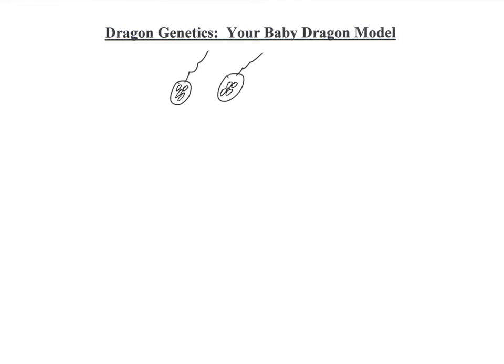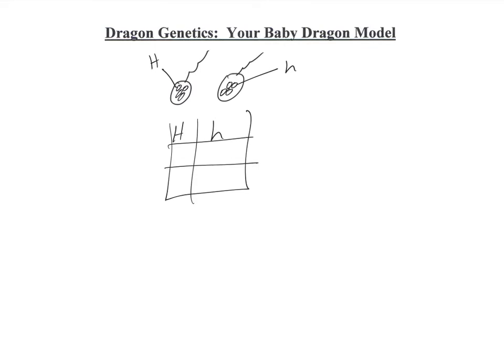So if Dad, this sperm might have a little h, and this sperm might have the big H. So when we translate it to a Punnett square, we say big H, little h. Do you see that? But it's all about which sperm actually came into contact with that egg. Was it this sperm that had the big H, or this sperm that had the little h? Who knows? That's why we do probabilities.